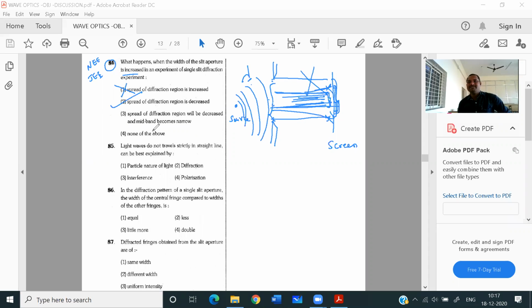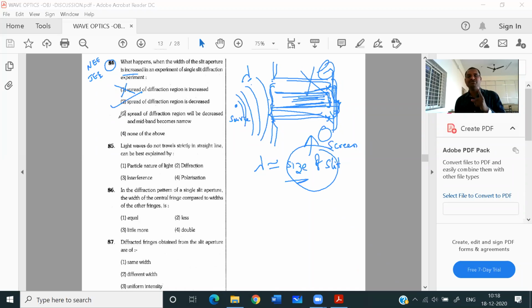Yes, option 2 is the right answer. Reason, I hope you understand. Diffraction occurs only when the wavelength of light is almost equal to the size of the slit or aperture. Then only diffraction occurs. If the size becomes more, light cannot show diffraction, so it will go straight. This spreading will not be there, here and here. Clear? Option 2 is the perfect answer for this. You need to remember this.